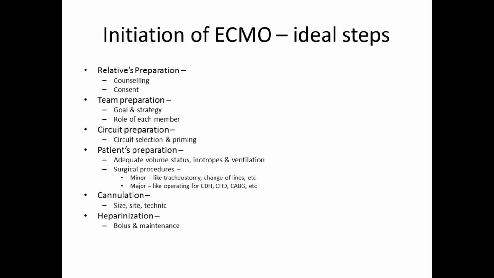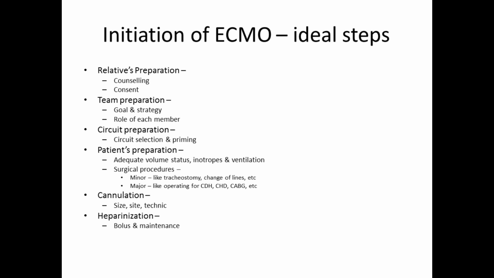In team preparation, you have to define the goal and strategy. The role of each member has to be clear, who is going to do what. Circuit preparation: select a proper circuit and priming, which we have discussed. And patient preparation: you have to adequately support the patient, with adequate volume status, adequate inotropic support and ventilation so that they don't deteriorate during the time of cannulation and initiation.